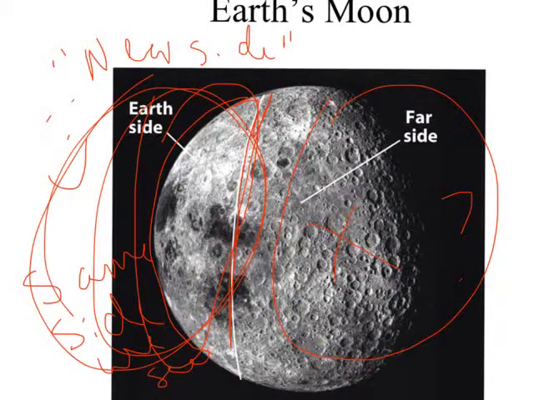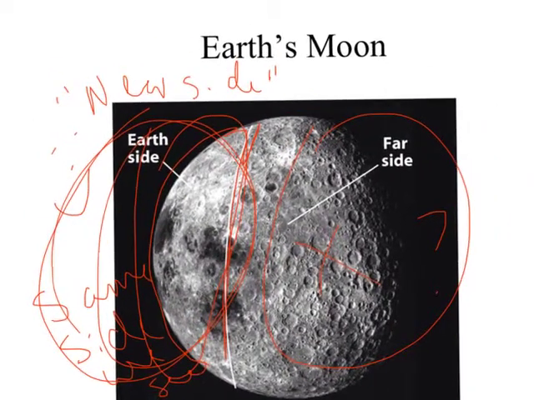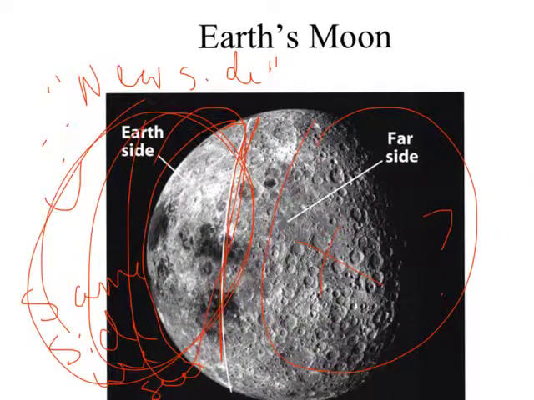But let me go ahead and tell you just a little bit why that is now. The reason that we only see one side of the moon is because as the moon orbits the Earth, it also spins on its axis at the same rate. So it's called synchronous rotation.